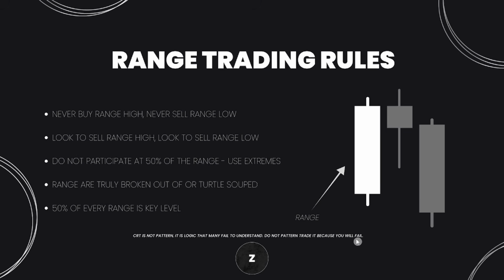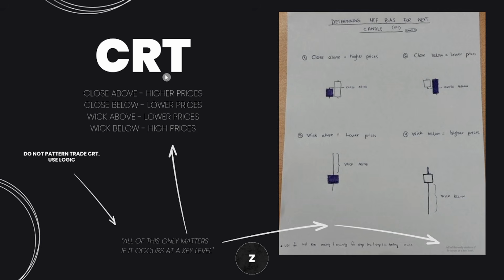Get it in your mind that CRT is not a pattern, it is a logic that many fail to understand. Do not pattern trade it because you will simply fail. So this is our range as we said. CRT. This is a picture of how to determine bias with CRT.